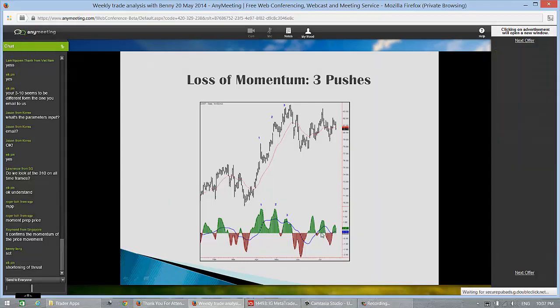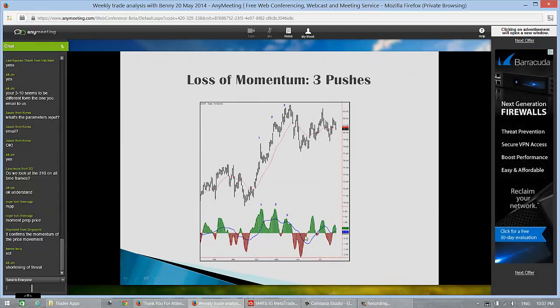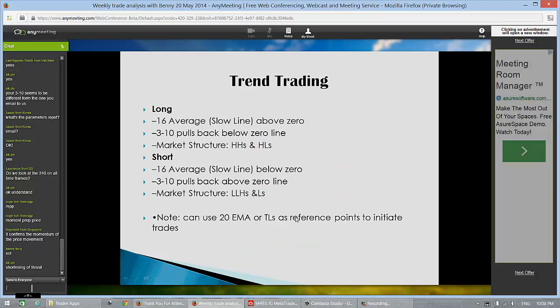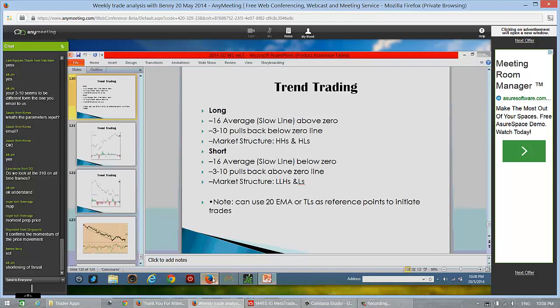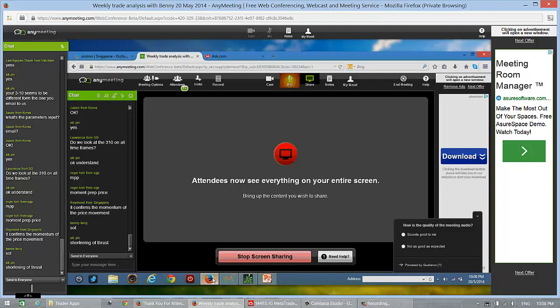The concept of the 310 is, if you want to sell, the slow line must be below the zero line. Right? If you want to go long, the slow line must stay above the zero line. If the slow line is on the wrong side of the zero line, it's a no-go. All right? Any questions for loss of momentum or three pushes? Any questions? Everybody clear?